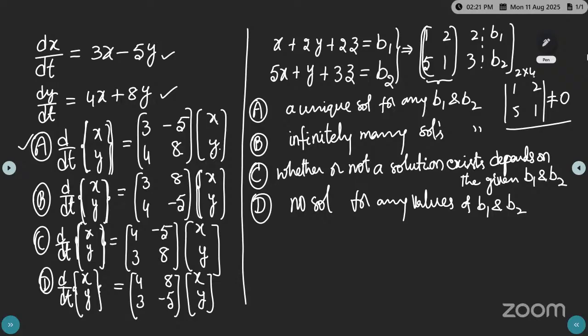What is the conclusion? Infinitely many solutions for any given b1 and b2. Both may be zeros or may be non-zeros, or one of them may be not equal to 0. Clear? Yes or no? Write it down.